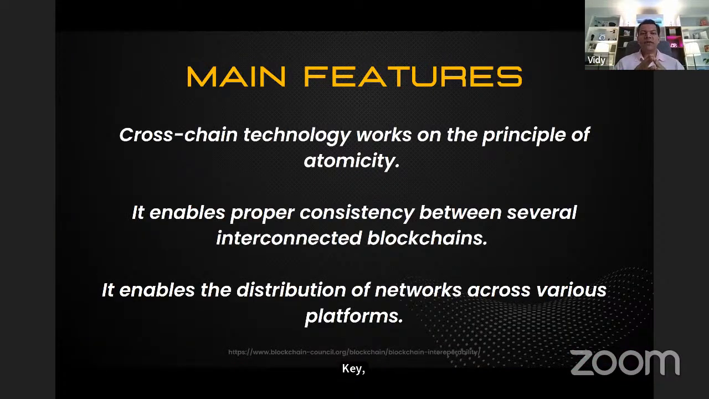So cross-chain technology, or cross-blockchain transfer technology, works on the principle of atomicity. So what does atomicity mean? Atomicity means that in case of databases, we have a concept of atomicity as well. And in the context of databases, what do we mean by that? We mean that at any specific point of time, only one transaction would be able to change the content of a cell in a table.